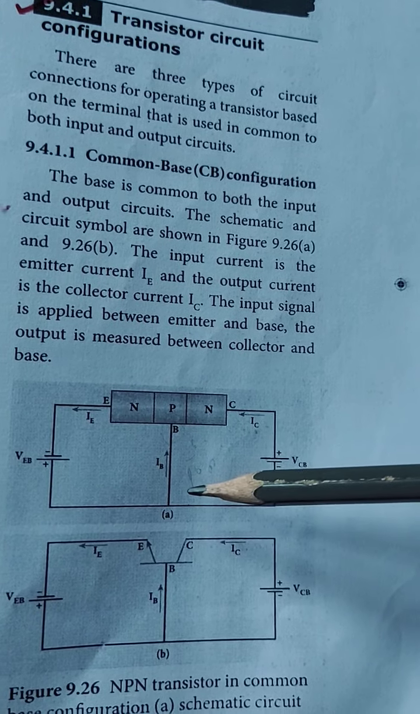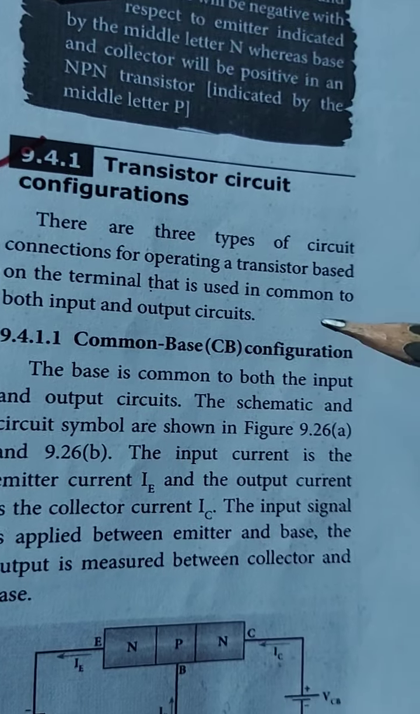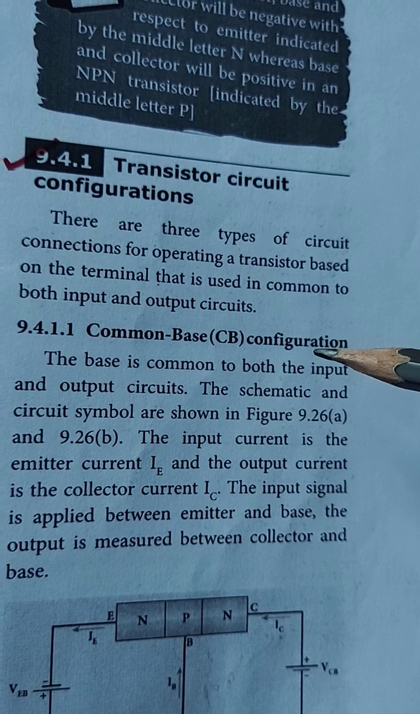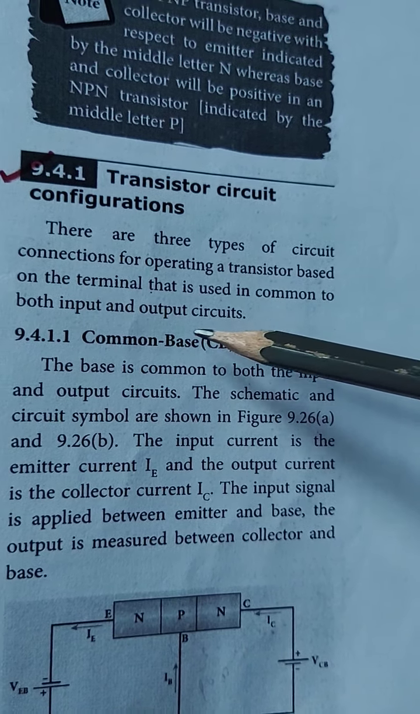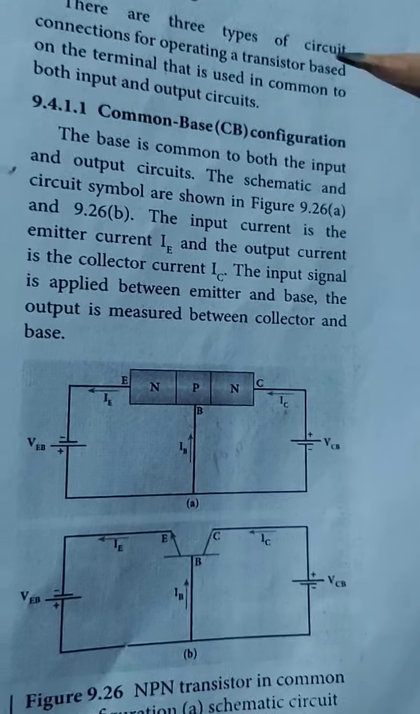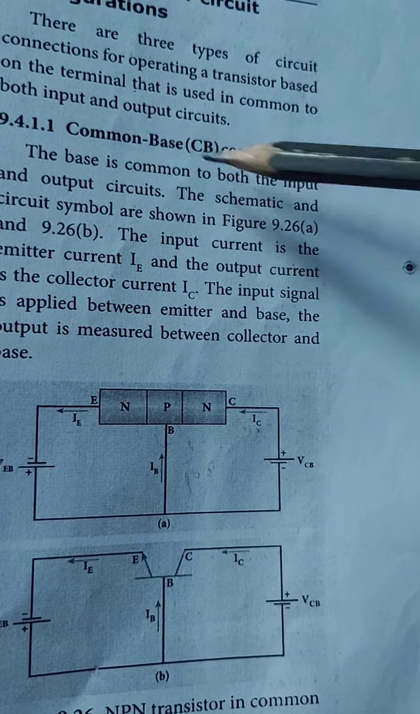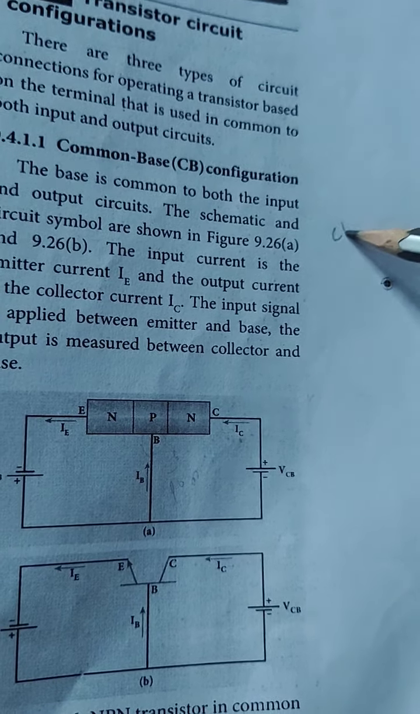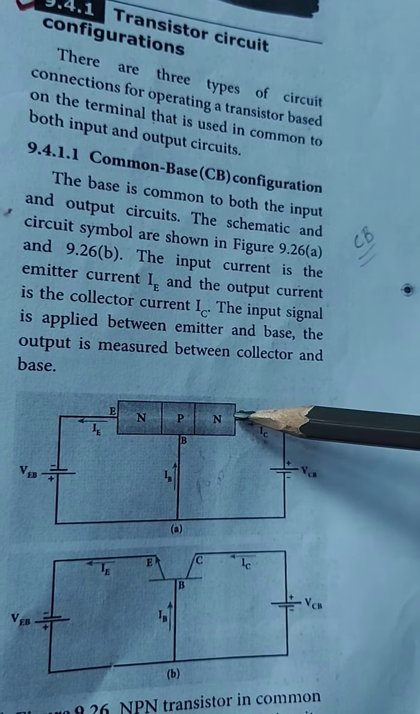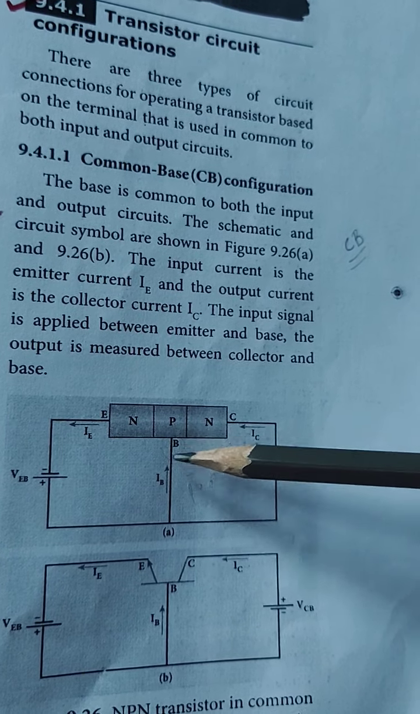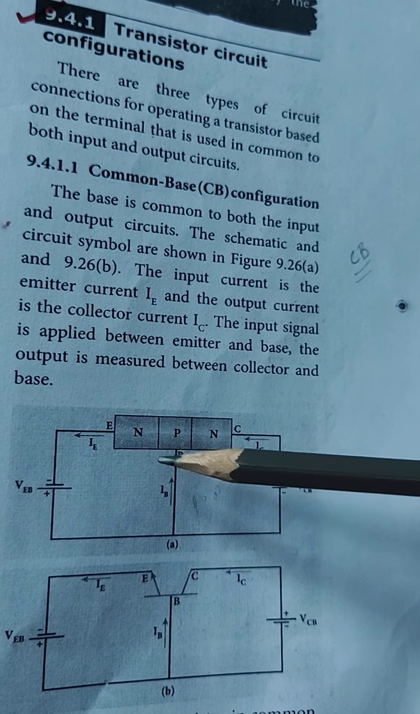Here we are going to see the circuit configurations of a transistor. There are three types of connections for operating a transistor, based on the terminal that is common to both input and output circuits. First, we see the common base configuration, which means CB mode. This is the collector, this is the emitter, and finally this one is the base. So the base is common to both input and output circuits.